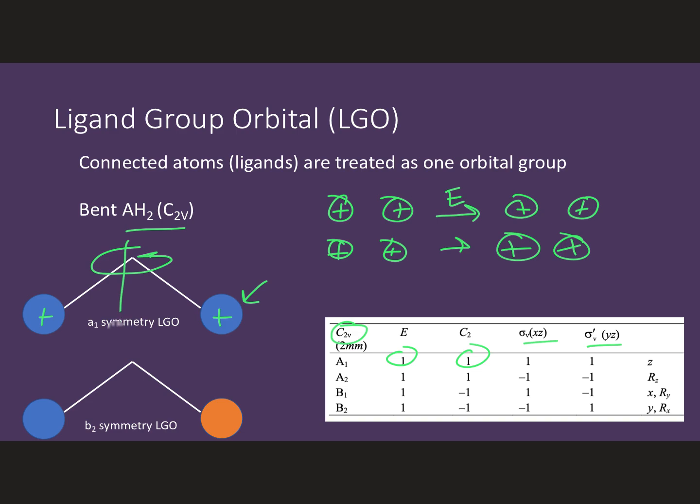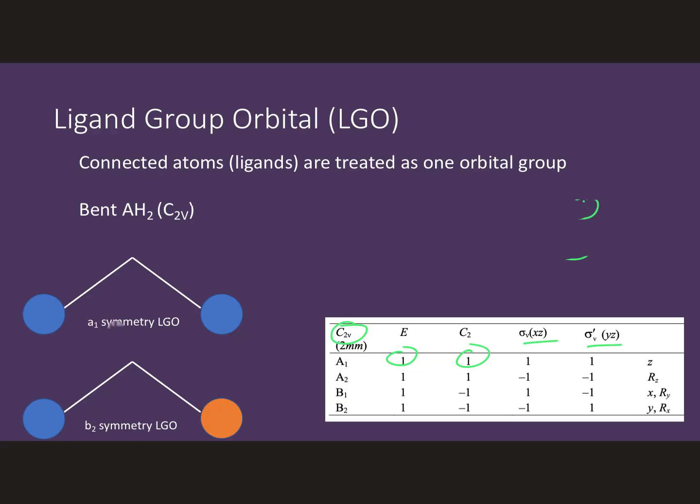So we'd be able to easily see here, if I erase some of the stuff here, that we're going to have an A1 symmetry orbital for this positive-positive combination. So let's just go ahead and highlight that we have A1 symmetry for that orbital.